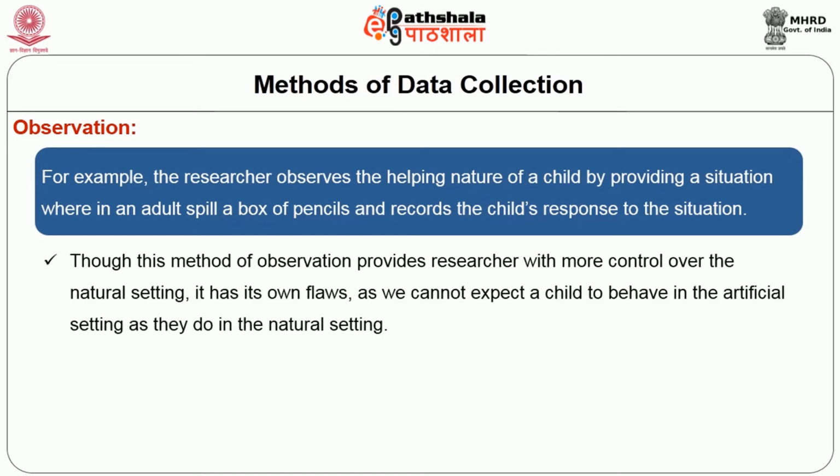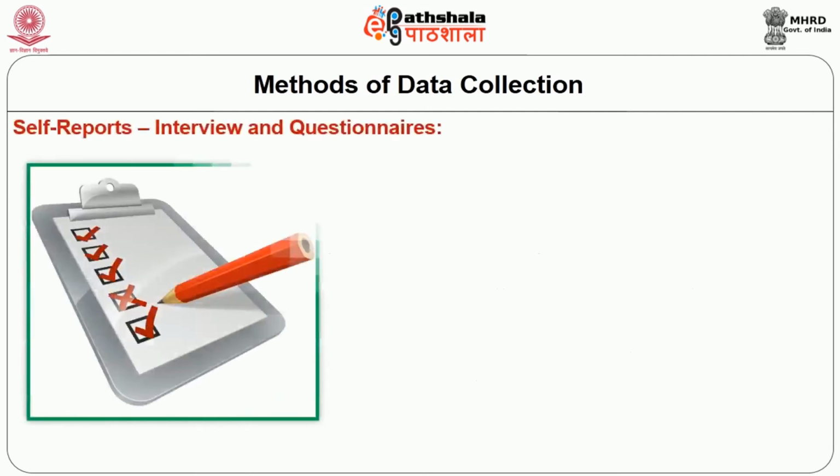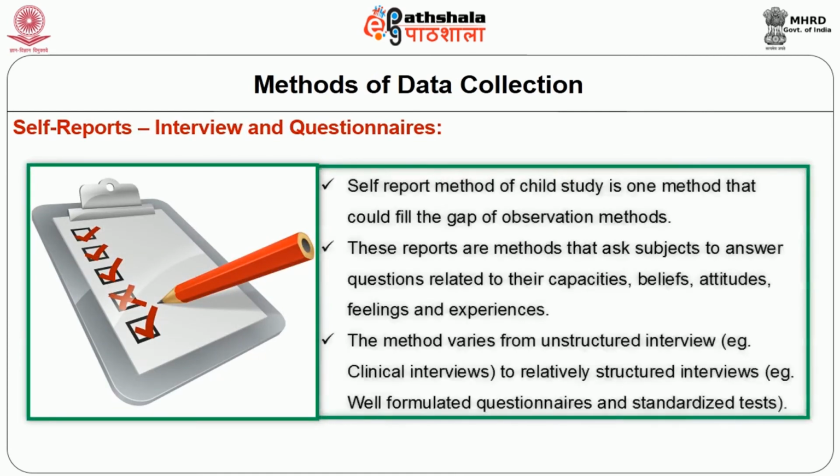Though this method of observation provides the researcher with more control over the natural setting, again it has its own flaws, as we cannot expect a child to behave in the artificial setting as they do in the natural setting. Hence, observation could only provide us with certain information on how the children behave. It should be supported with certain other methods of child study to reason out the motive that lies behind their behavior, for which self-report in the form of interviews and questionnaires takes its position.